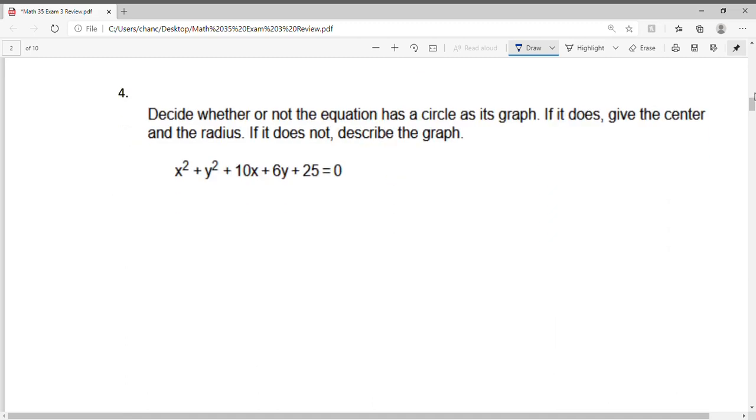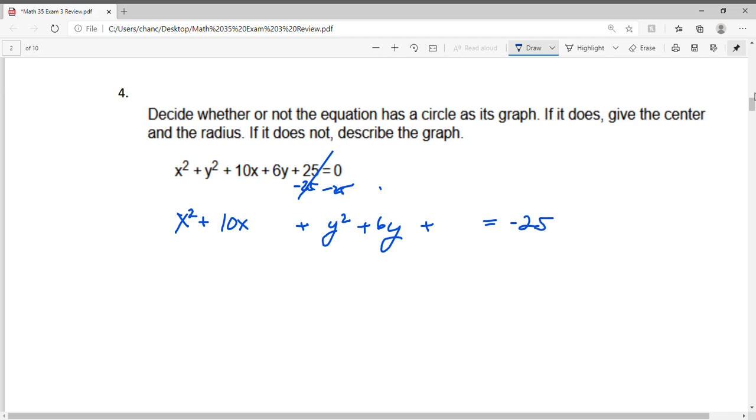Question 4. Decide whether or not the equation has a circle as its graph. If it does, give the center and radius. If it does not, describe the graph. Let's start by rearranging the equation. Let's subtract 25 from both sides. I have x squared plus 10x plus y squared plus 6y plus blank equals negative 25.